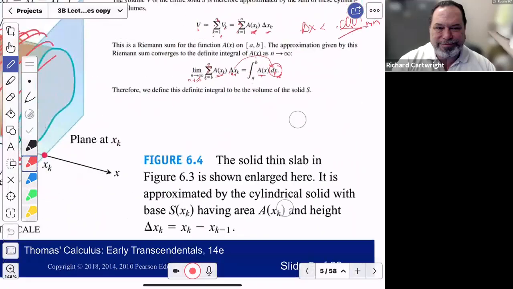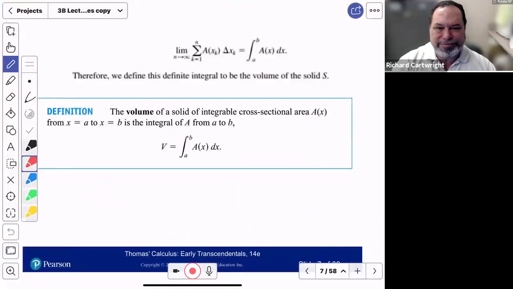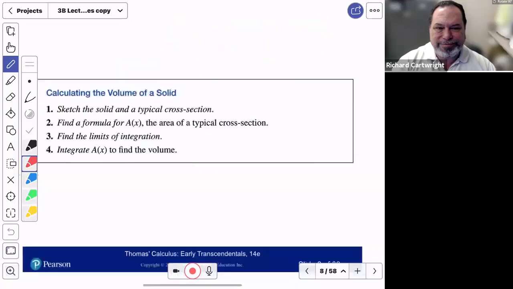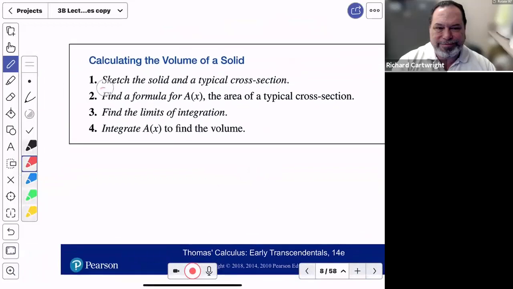And so let's do our first problem here. Oh, no, we're doing more theory. Same thing. That takes us to the definition. This fancy talk that I talked about, the limit of the sum, takes us to the integral from a to b of A(x) dx. The steps when we do a problem: always sketch the solid that we're talking about.